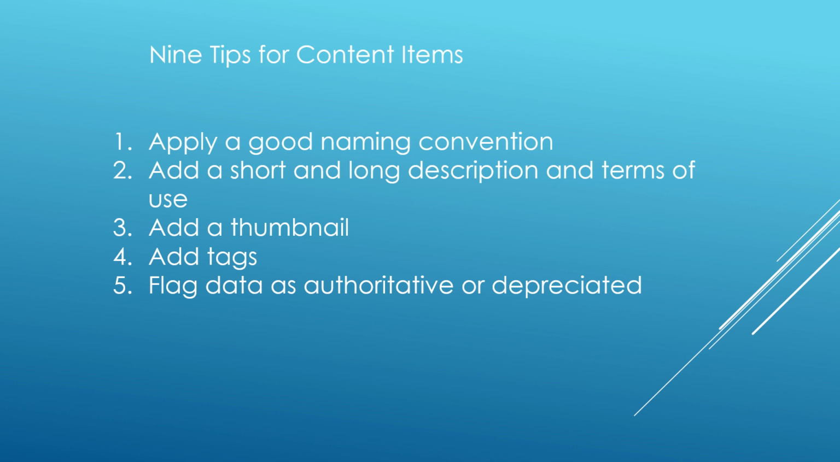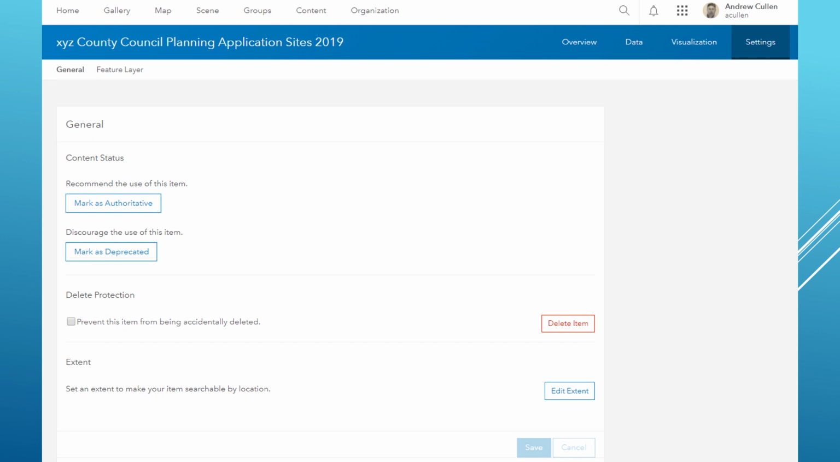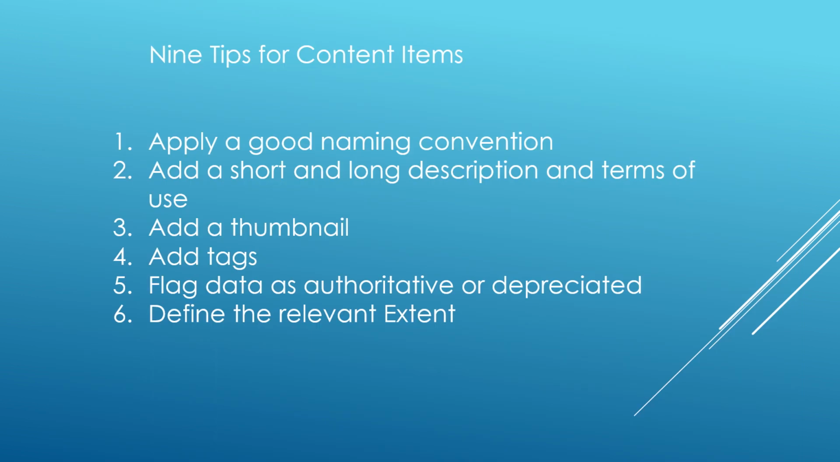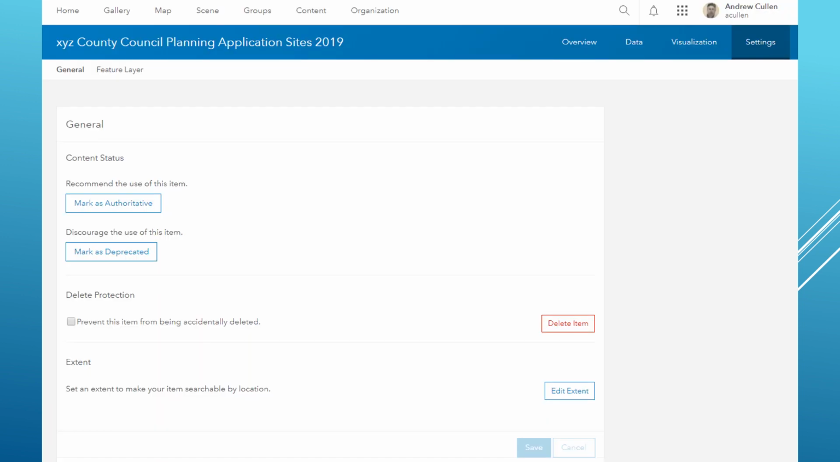Flag content as authoritative or deprecated as relevant. In ArcGIS Enterprise, in the settings for your content item, you can mark authoritative or deprecated. Marking as authoritative will also check the delete protection option. Delete protection makes it harder for content to be accidentally deleted. A user must go in, untick the delete protection before they can delete an item.